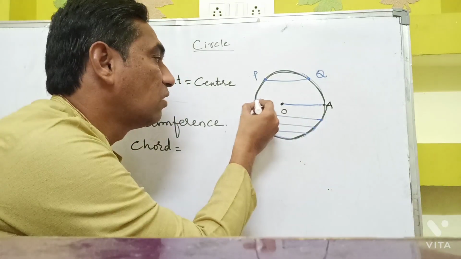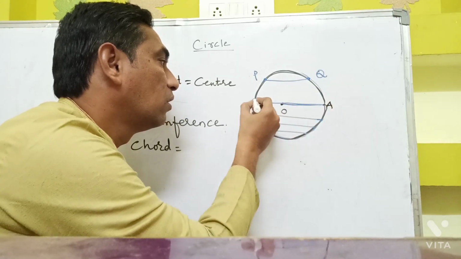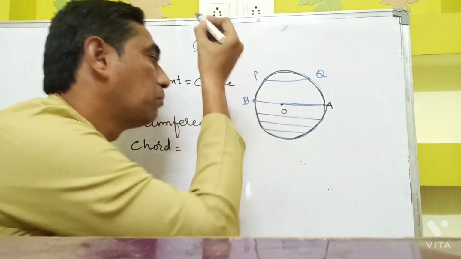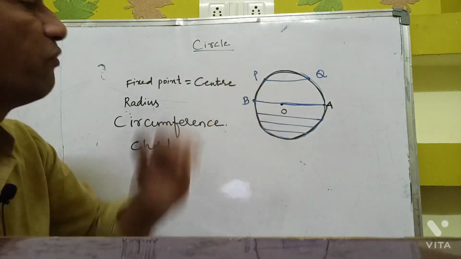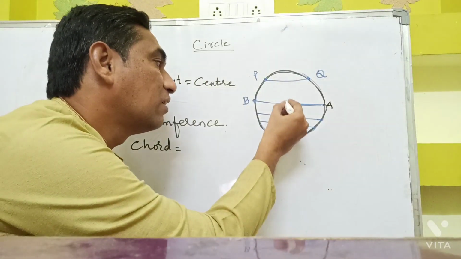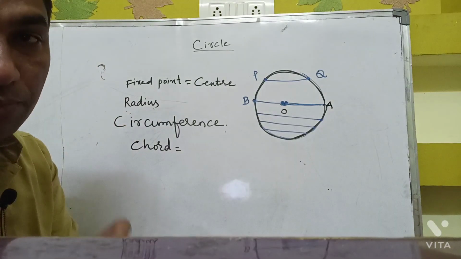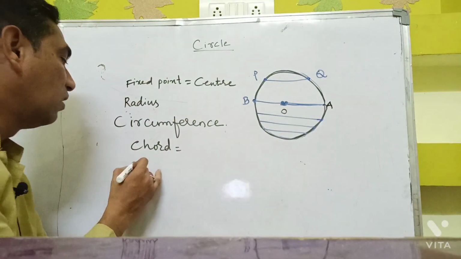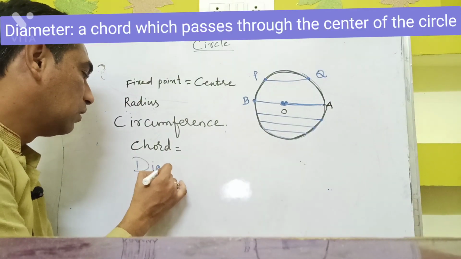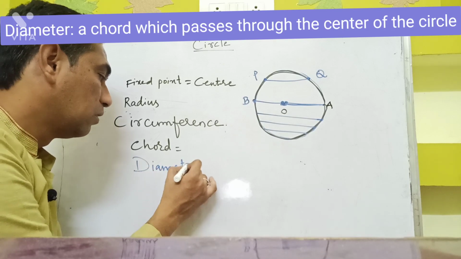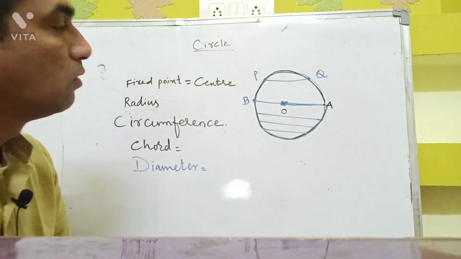And moreover, this is also a chord. Suppose this is point A and this is point B. But it has a different name: a chord which passes through the center is called the diameter. One of the important points.